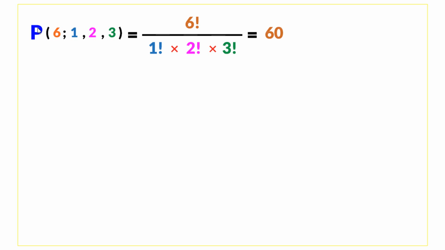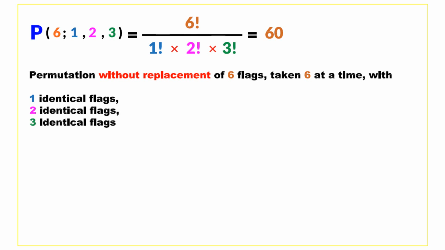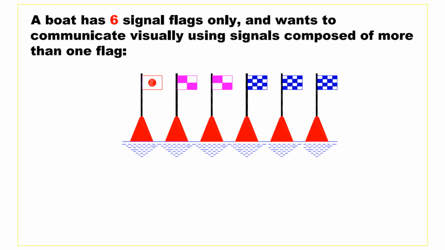So this is permutation of 6 flags without replacement of 1, 2 and 3 identical flags, or we can say it briefly, permutation without replacement of 6 flags taken 6 at a time, with 1 identical flag, 2 identical flags, 3 identical flags. And the answer is 60 permutations, which is the number of compound signals we can generate out of the 6 flags we have.